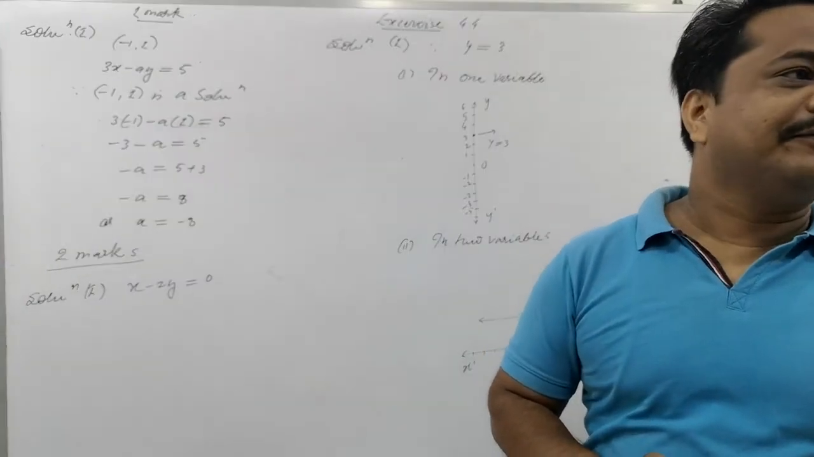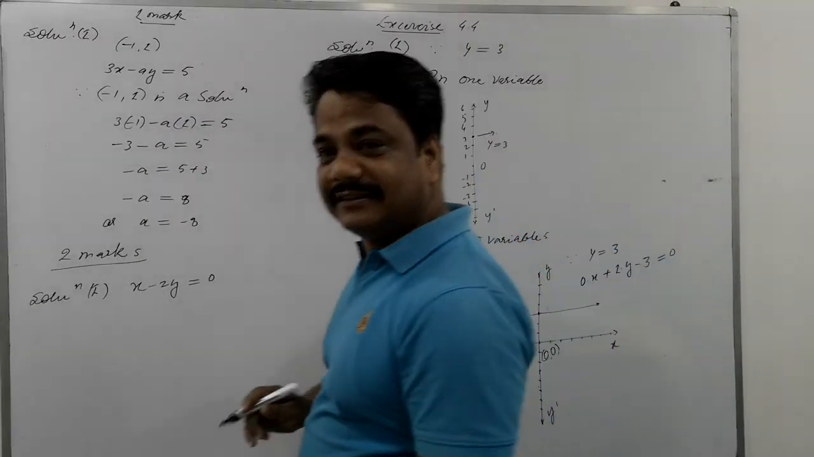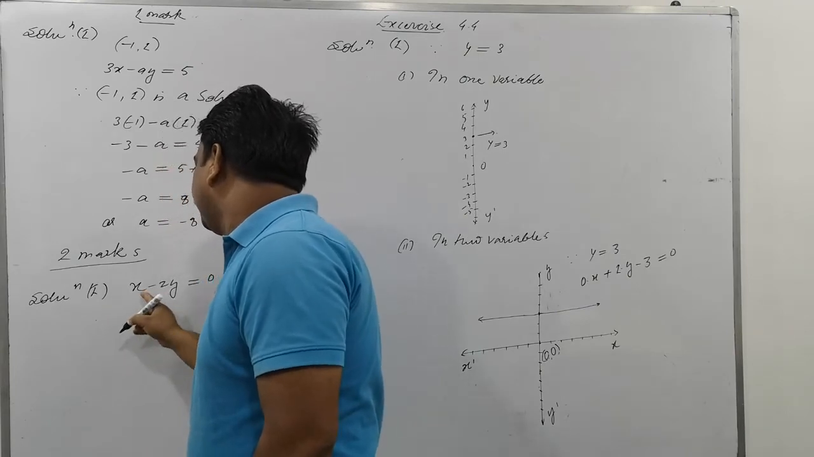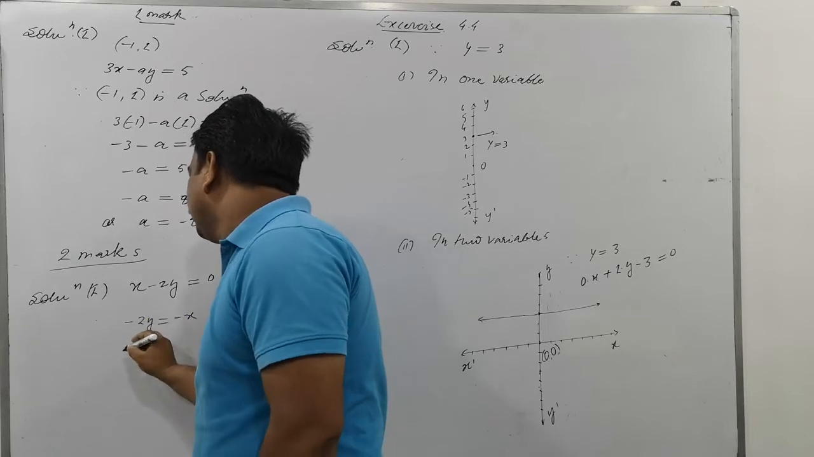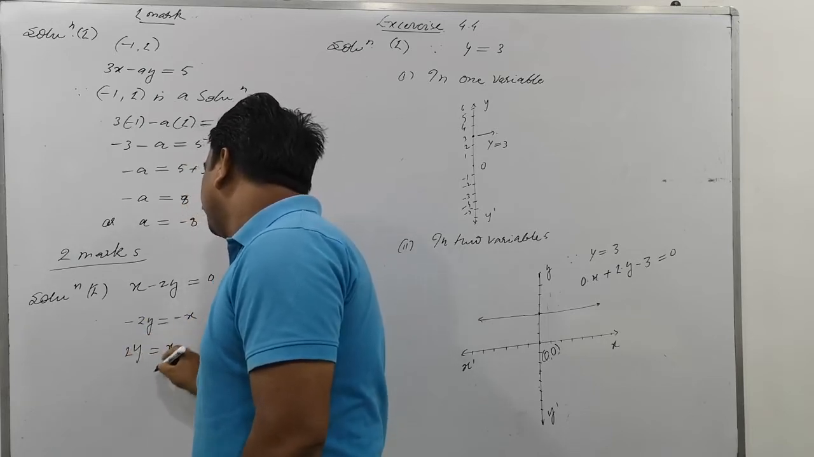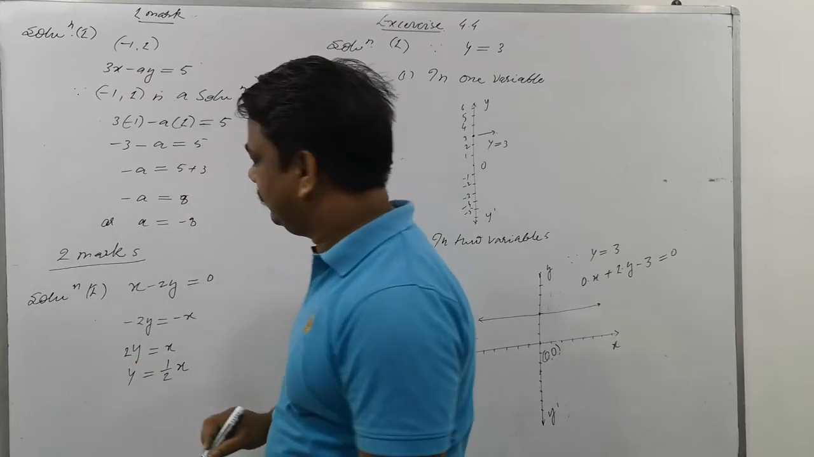First we'll obtain at least 3 solutions. So what you will do here is, x is to be transferred here. It's minus 2y equals minus x. Minus minus is to be multiplied here. This gives 2y is equal to positive x, and y is equal to what? 1 by 2 x. Is that clear now?